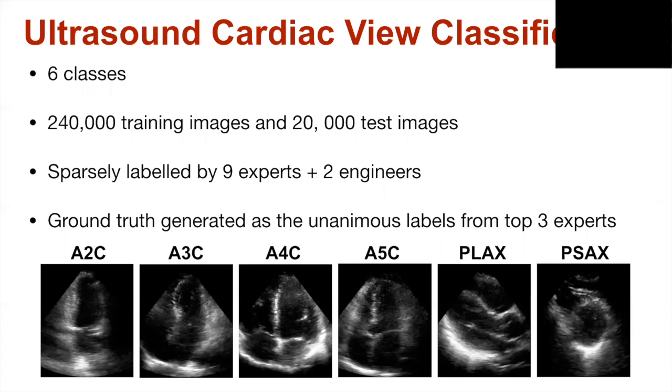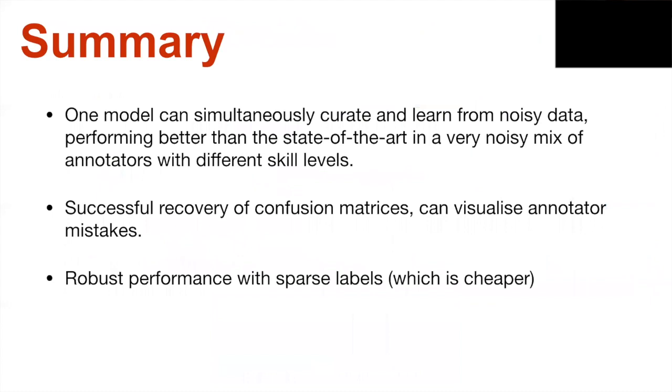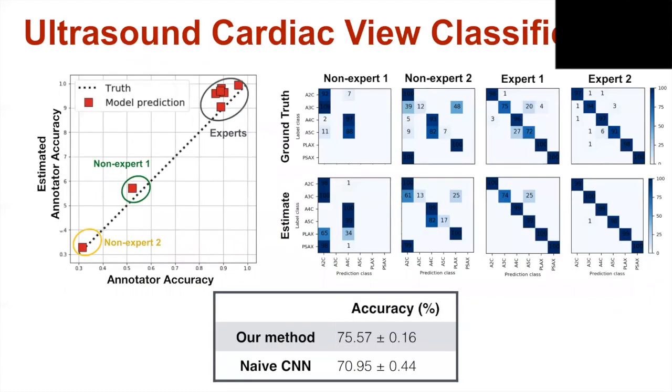And then we only picked out the cases where these top 3 experts were unanimous. And then we removed all the labels from these top 3 experts, and then we trained our model on it. Right. And so this is the result.